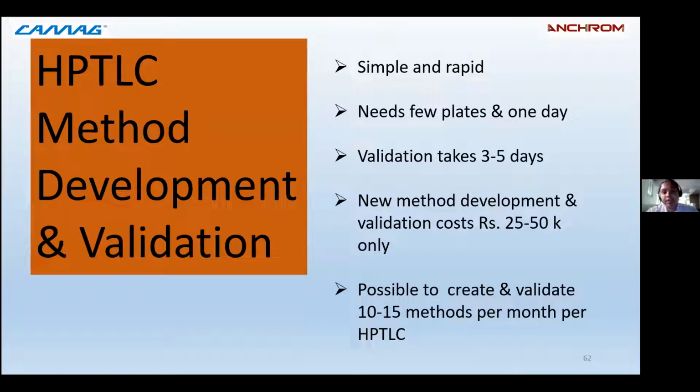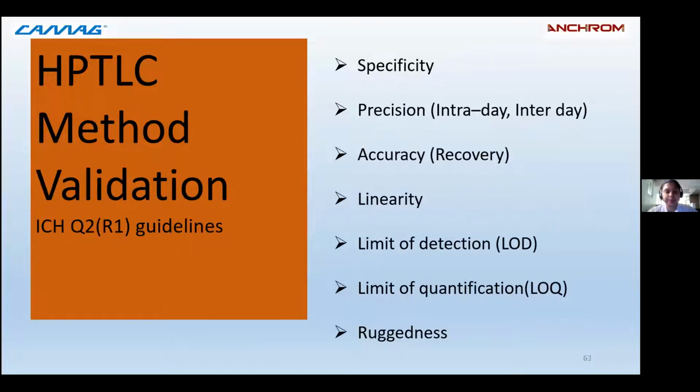HPTLC method development and validation is very simple. It takes only a few plates and 1 day to develop the method. For validation, it takes 3 to 5 days. The whole cost of validation is 25 to 50,000. It is possible to create and validate 10 to 15 methods per month.